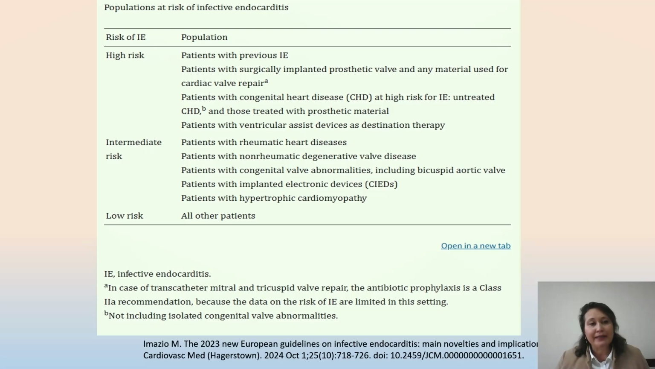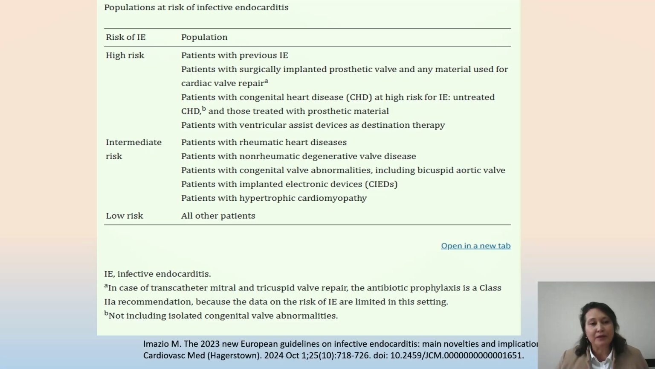Who are at high risk of infective endocarditis? Of course, a patient with a previous history of infective endocarditis. A patient with a surgically implanted prosthetic valve and any material used for cardiac valve repair. A patient with congenital heart disease at high risk for infective endocarditis, in case of untreated congenital heart disease and those treated with prosthetic material. Patients with a ventricular assist device as destination therapy.